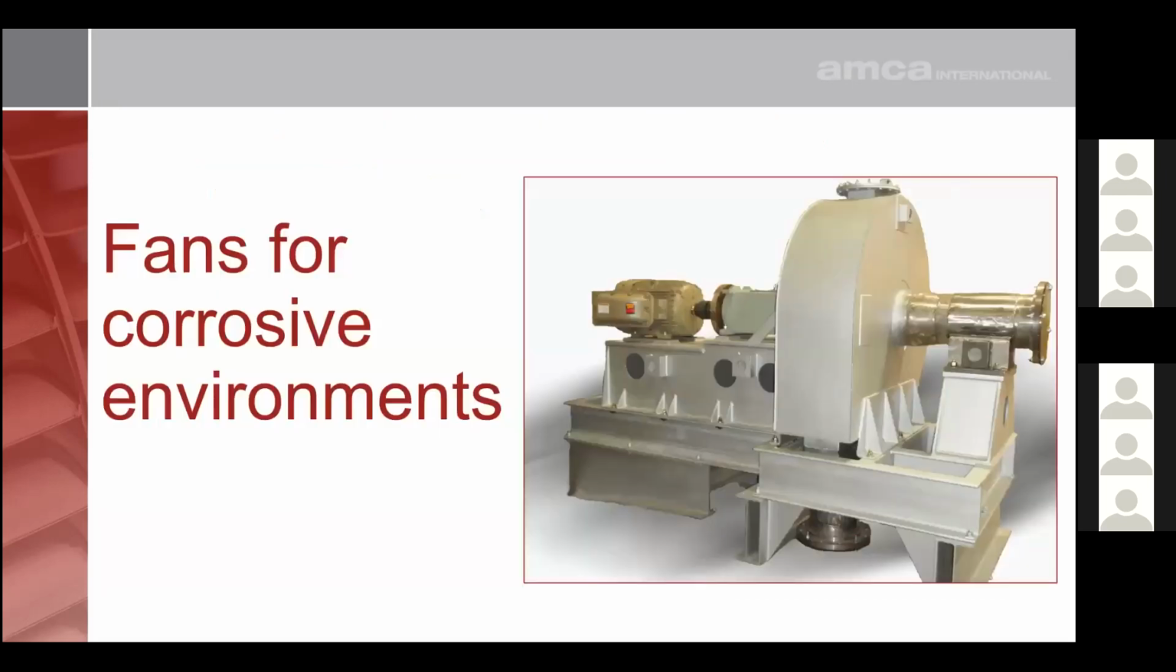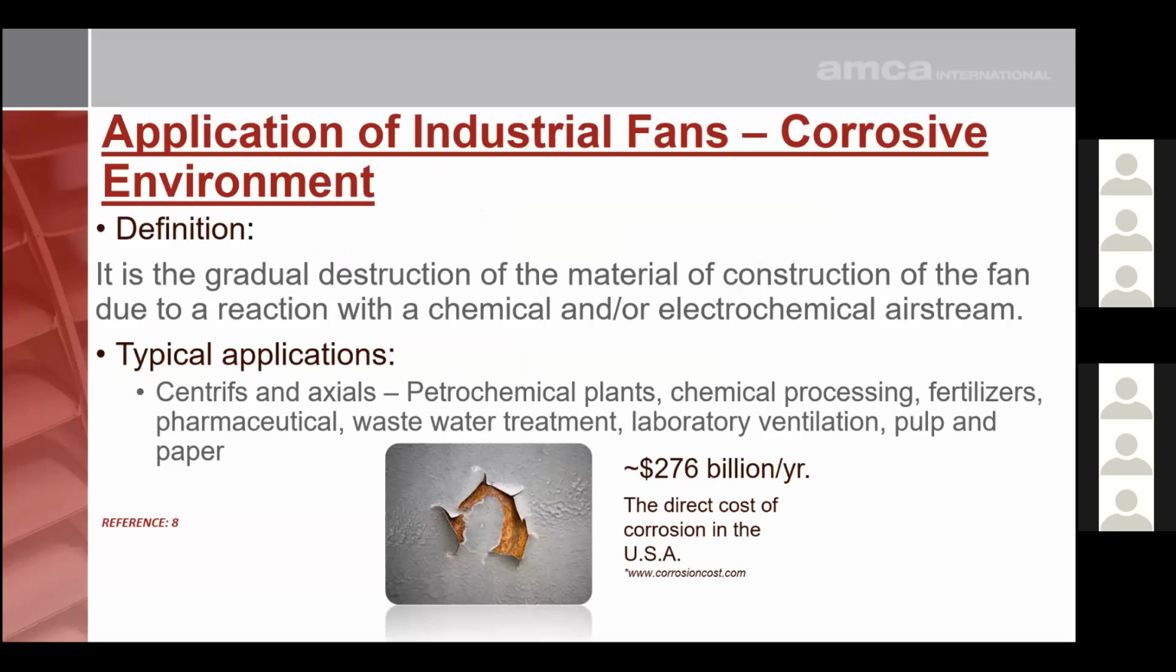Moving on to fans for corrosive environments. We define a corrosive environment as one where there is gradual destruction of the material of construction of the fan due to a reaction with the chemical or electrochemical airstream. We typically come across these requirements in petrochemical plants, chemical processing, fertilizers, wastewater treatment, etc. As a point of reference, the direct cost of corrosion in the US is approximately $276 billion a year across all industries.